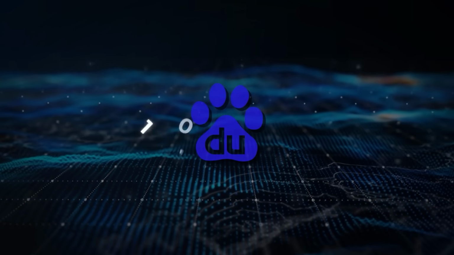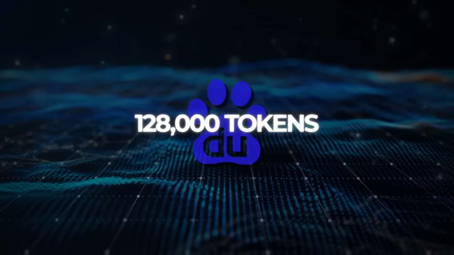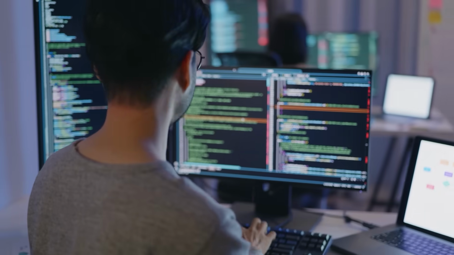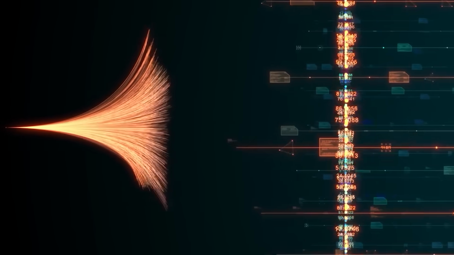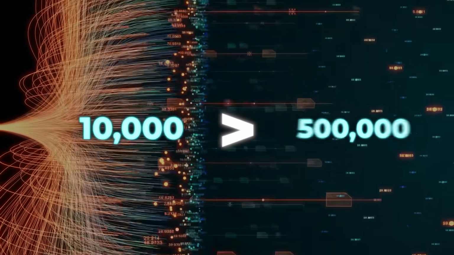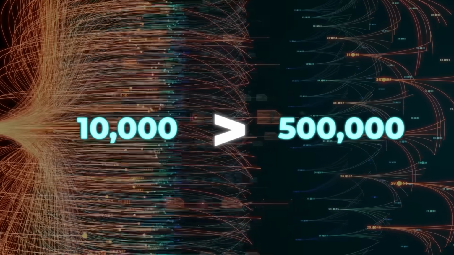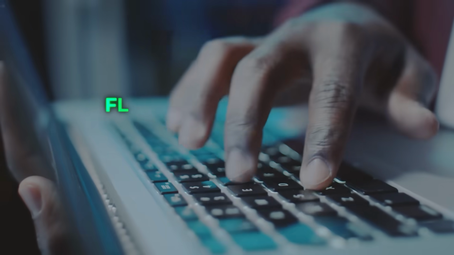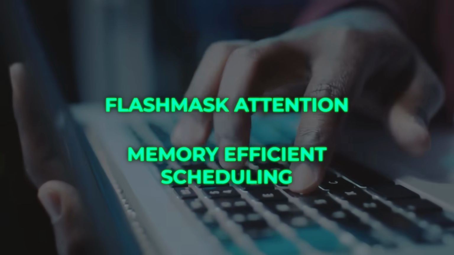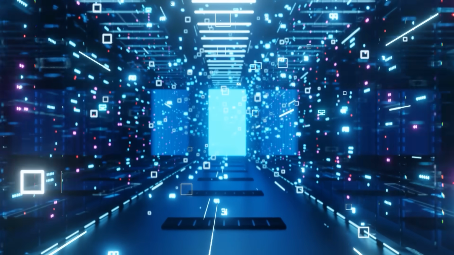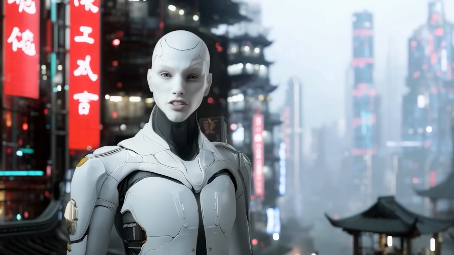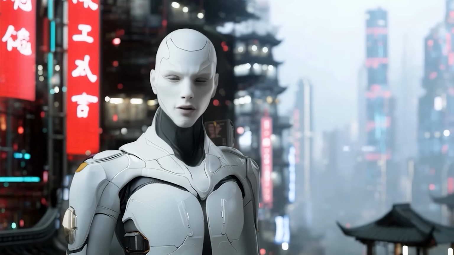A3B can handle 128,000 tokens, which is pretty decent. And the way they pulled this off is actually very clever. They progressively scaled rotary position embeddings from 10,000 up to 500,000 during training. Pair that with flash mask attention and memory efficient scheduling, and suddenly long context training doesn't kill your hardware. This isn't a patchwork solution either. It's directly trained into the model.